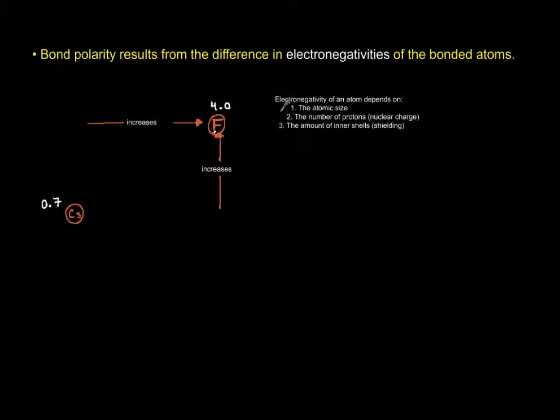And electronegativity depends on three factors. One is the size. Fluorine is extremely small, therefore the smaller you are, the higher your electronegativity. Then the number of protons, or nuclear charge, compared to the number of shells you have. And finally, the number of inner shells you have. The fewer inner shells you have, the stronger your electronegativity.